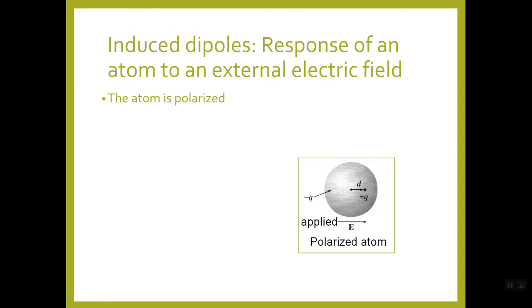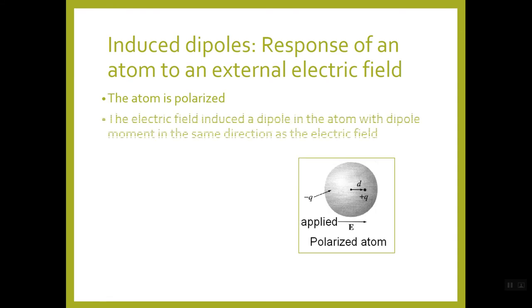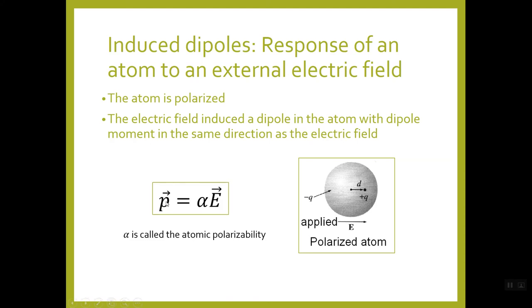So we have what's called a polarized atom. The electric field induced a dipole in the atom. We have more positive charge on one side, more negative charge on the other side. So the atom is now polarized with a dipole moment in the same direction as the electric field. Here, our dipole moment p is equal to some constant alpha, the atomic polarizability, times the electric field. Now we want to find alpha, the atomic polarizability.